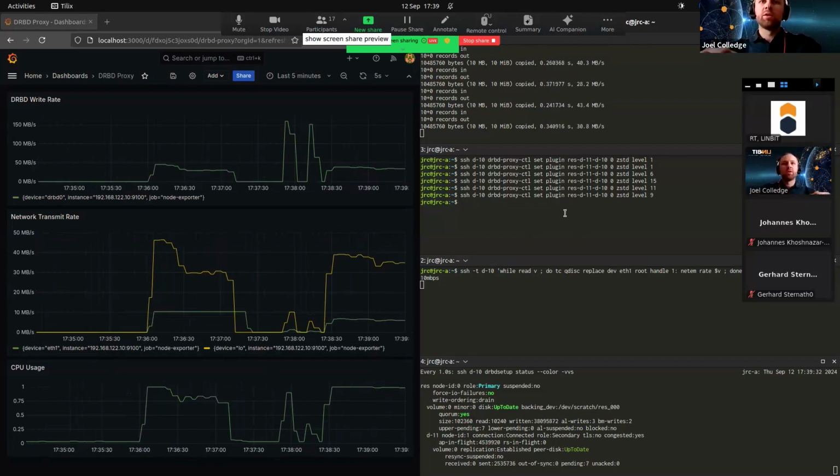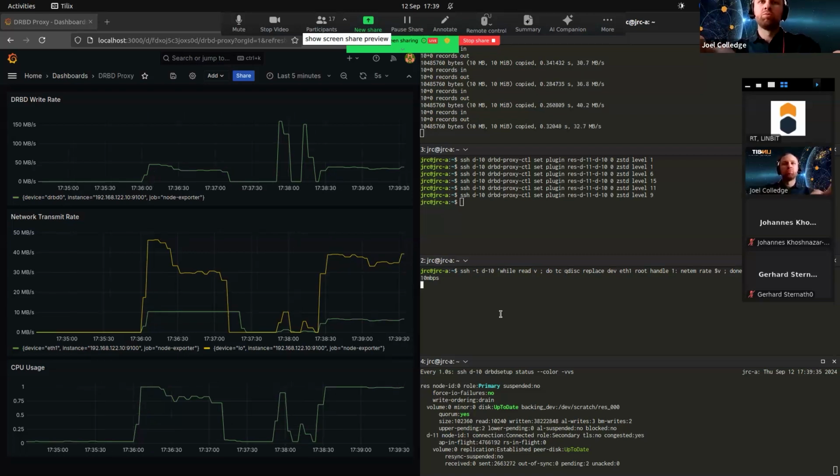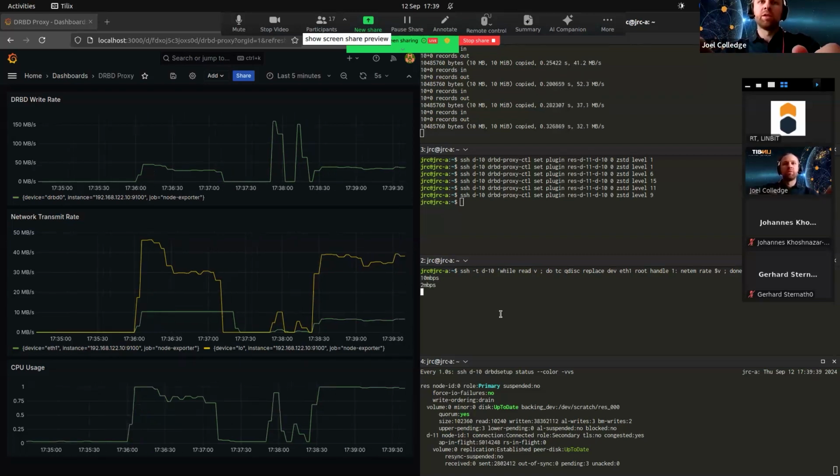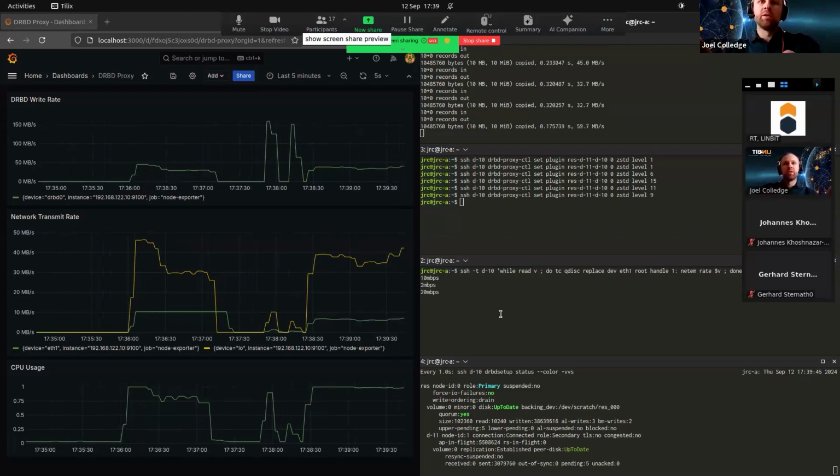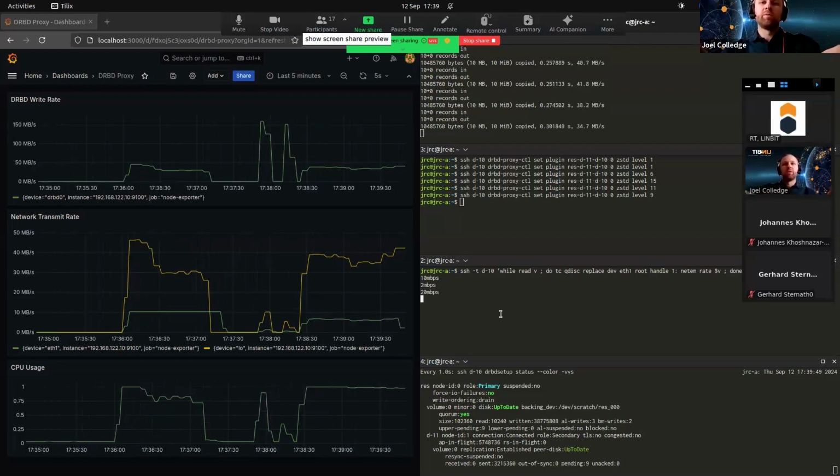Okay, I think that will do. We could demo what happens if we suddenly have a bit less network and then a bit more, I suppose. Why not? Let's try that for a few seconds, and then the network bandwidth goes up and goes down.